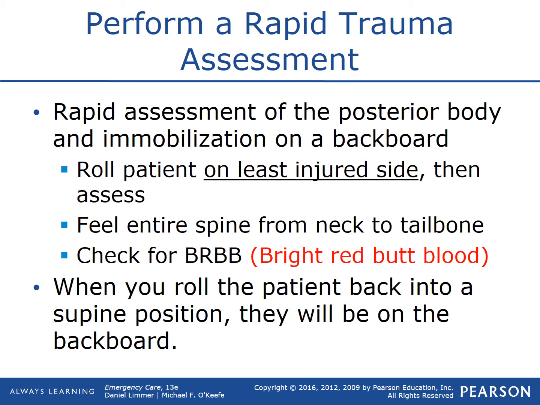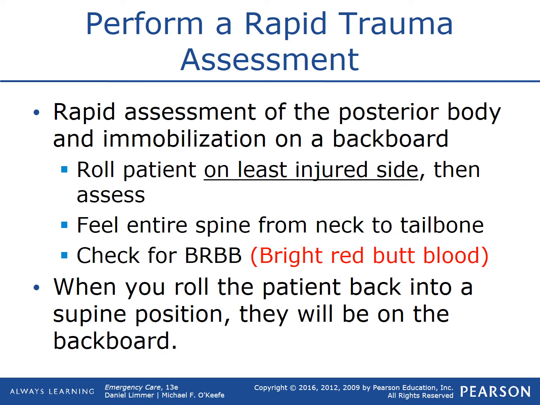Roll that patient onto the least injured side, and then one person is going to check the spine, going from up as far as you can reach, from the C-collar or wherever you're holding manual stabilization, all the way from the neck down to the tailbone. As you get down to the tailbone, which runs into the butt crack, you've got to get up in there a little bit. And then you're checking for bright red butt blood.